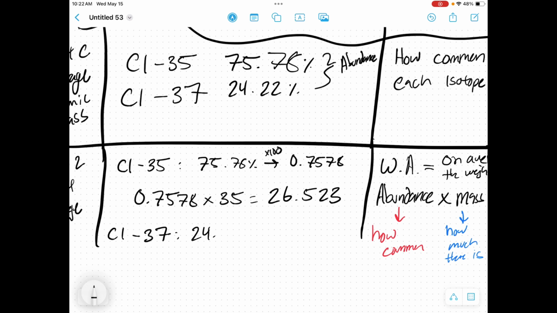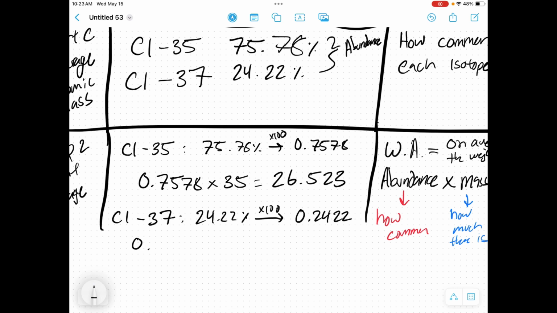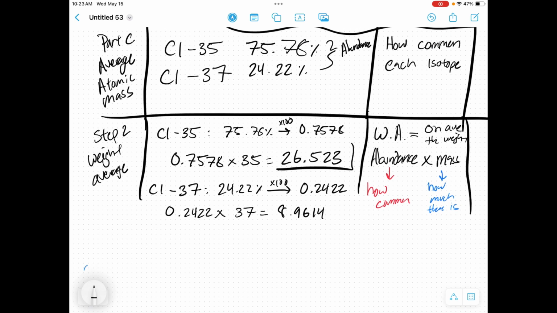And if I do the same thing for my other chlorine atom, it'll be that 24.22%. I multiply that by 100 to turn that percentage into a decimal. So 0.2422. And I'll take that number, that abundance, multiply it by that mass to see how common I'm going to see that mass carried over. And I will get 8.9614. And those are going to be my weighted averages.